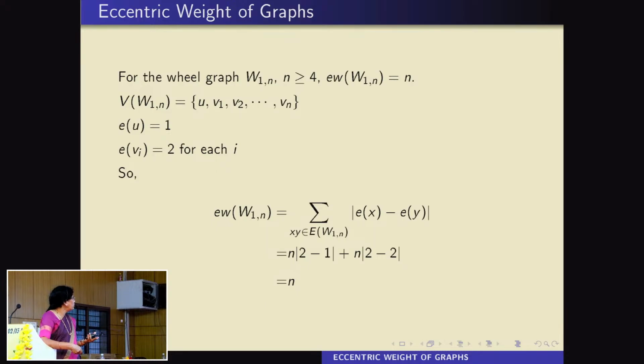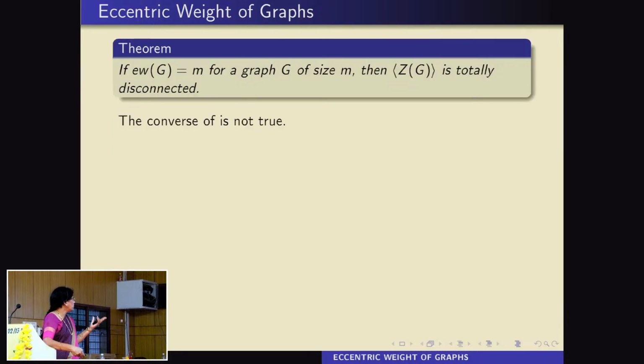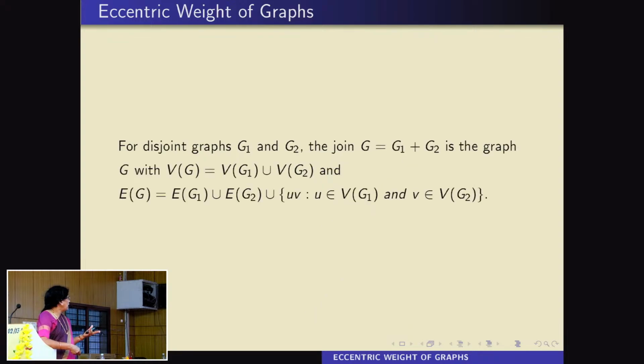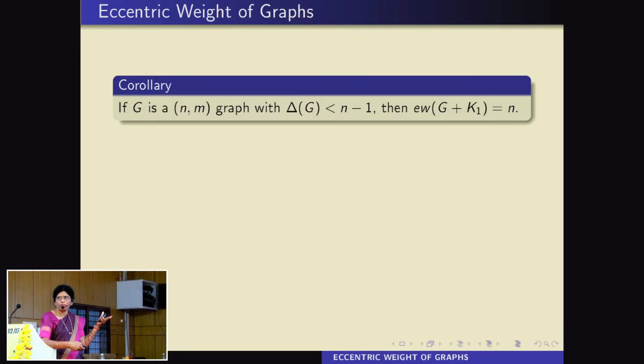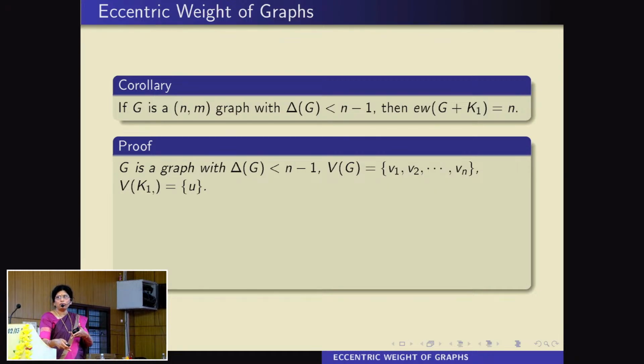It's a corollary to the previous result, because the vertex set of G2 has only one vertex, and that is adjacent to every vertex in the other graph. So that vertex will have eccentricity 1, all other vertices will have eccentricity 2, so the difference is going to be 1 there. So that is equal to n, the number of edges in that graph.